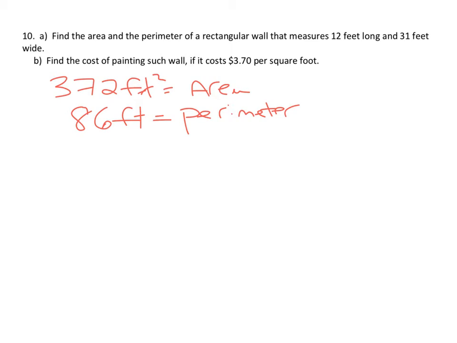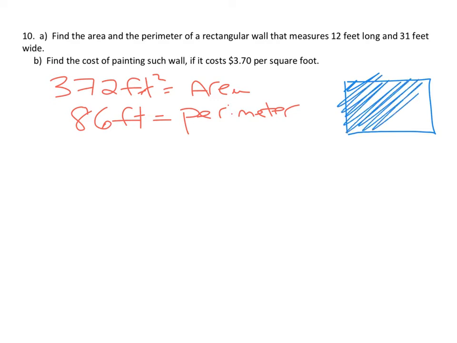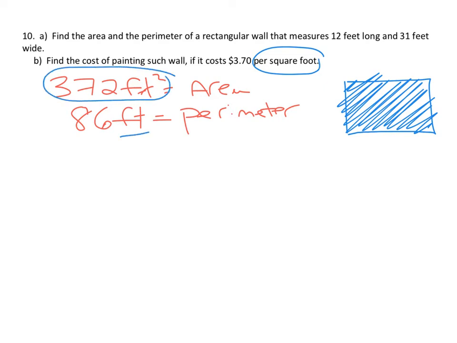Well, if we're talking about painting the wall, then we're not talking about going around the outside. We're actually talking about painting the whole surface of the wall. So we're looking at the area, how much two-dimensional space the wall takes up. Another little hint is that if you're talking per square foot, then we want to use the number that's listed in square feet, not the one that's listed in feet.